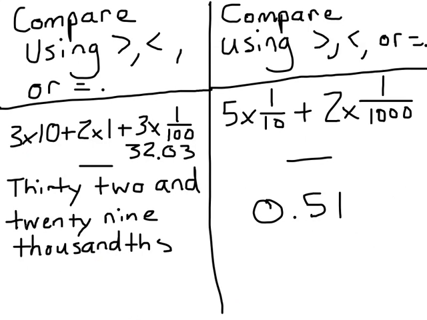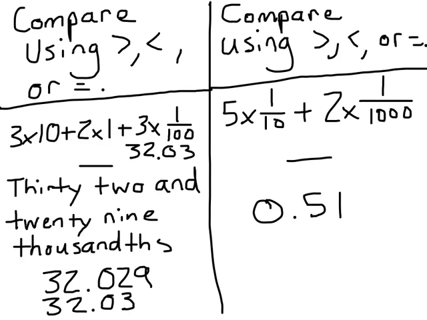How do I write 32 and 29 thousandths in standard form? Well, 32 before the decimal and 29 in the thousandths place. So now I need to compare 32 and 29 thousandths and 32 and 3 hundredths. Remember, I can place zeros at the end. 30 thousandths is larger than 29 thousandths. So 32 and 3 hundredths is larger.